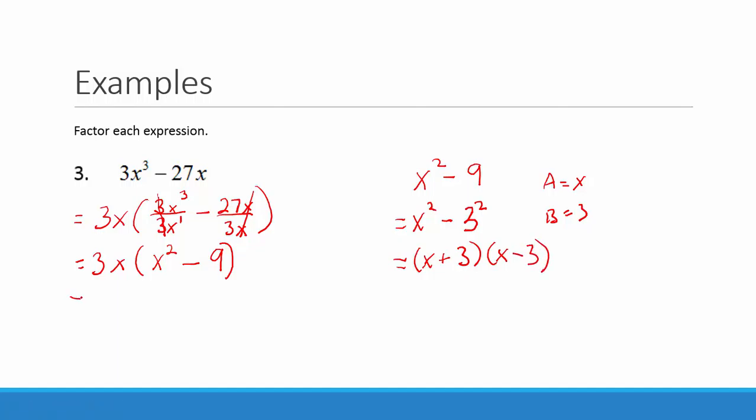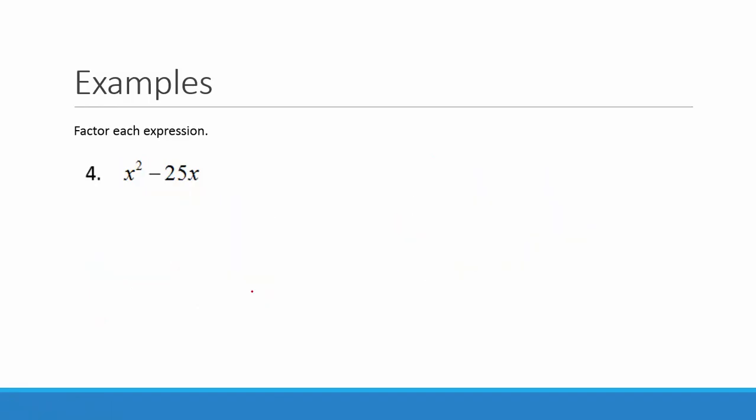Then we'll go back to our original problem and replace what's in the parentheses with its factored form of x plus 3 times x minus 3. In this expression, we have a greatest common factor of x. So we will factor the x out and divide the terms in the parentheses by the greatest common factor. Then we'll simplify inside the parentheses.